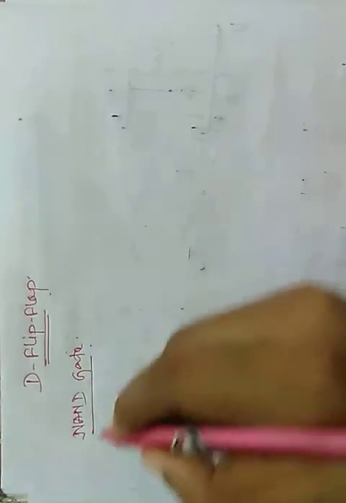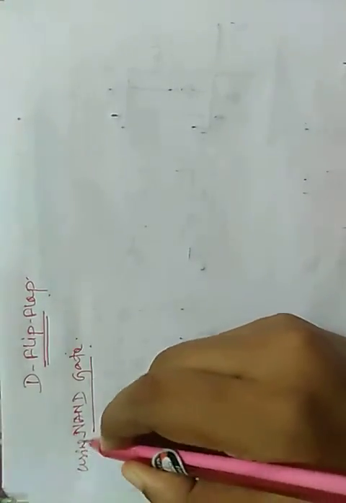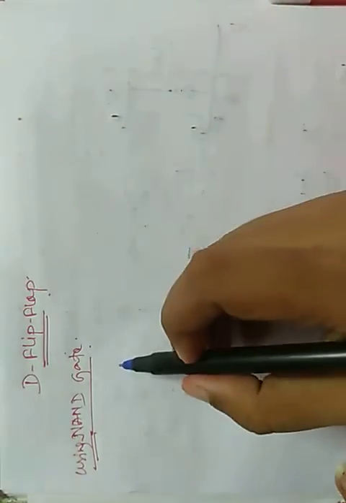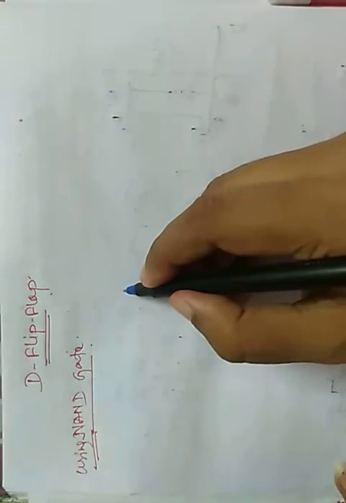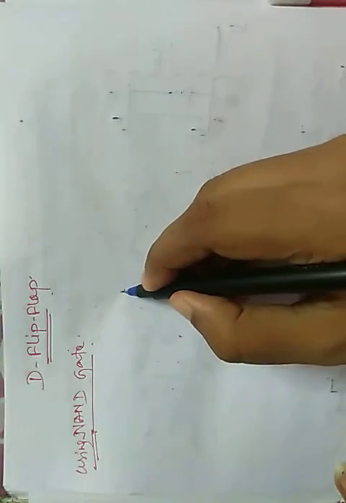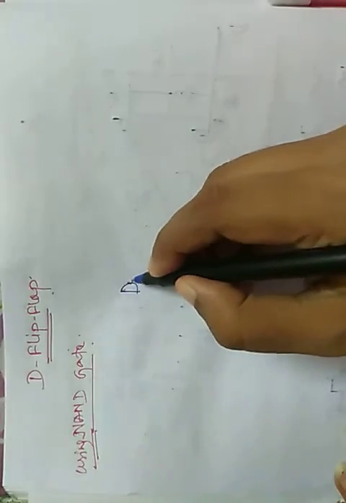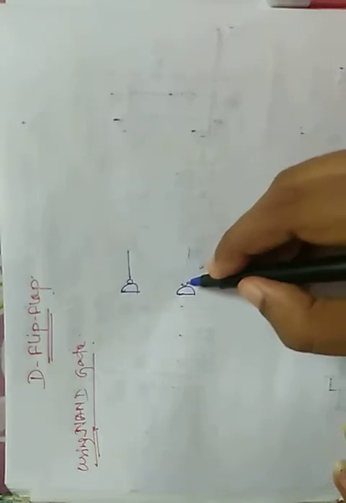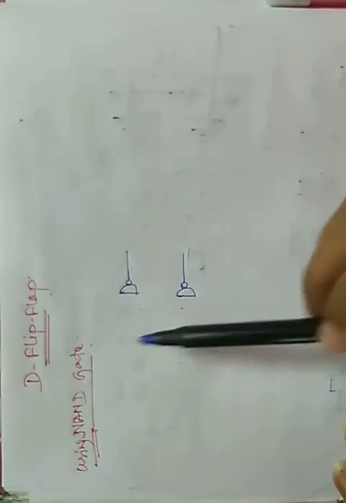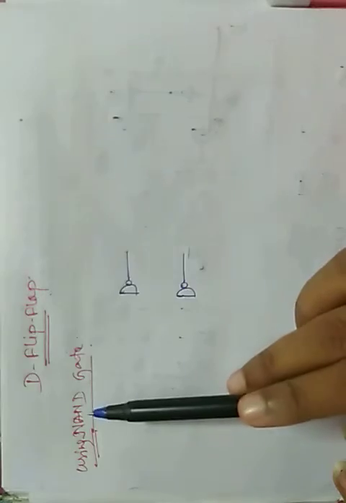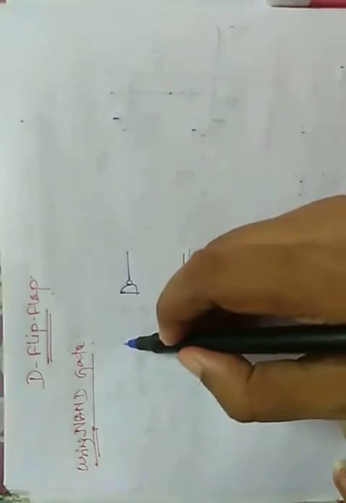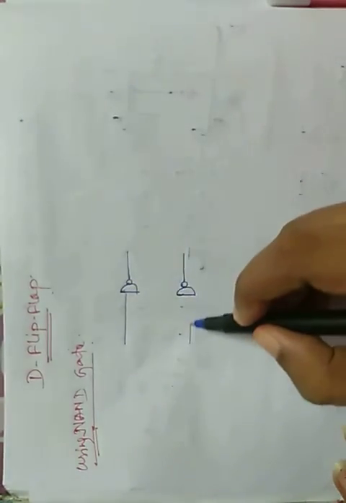Using NAND gates we are going to draw the D flip-flop. Let us draw. Here is one NAND gate. As it is the improved version of SR flip-flop, we have to draw an SR flip-flop using NAND gates. So let us first draw SR flip-flop using NAND gate.